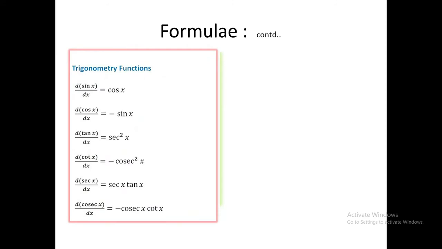Then we know there are trigonometry functions: sin, cos, tan, cot, secant, cosecant. Sin becomes cos, cos becomes minus sin, tan becomes secant square, cot becomes minus cosecant square, secant becomes secant tan, cosecant becomes minus cosecant cot. You should identify cos, cot, cosecant. They are all related. All have minus, the others have plus. Somehow if you can relate and remember, you can have your own way.